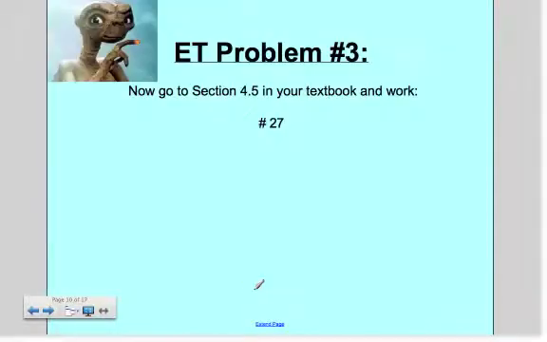All right. Okay, now here's another problem. Go ahead, go to section 4.5 and do number 27. Don't forget to show your work.